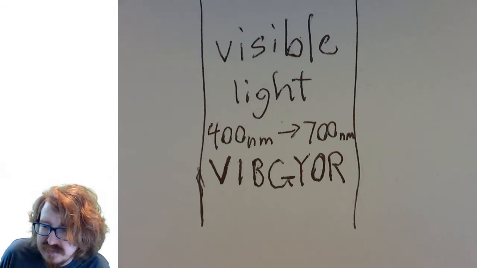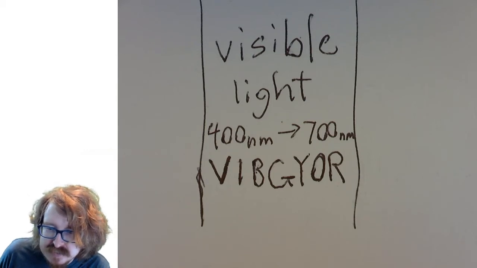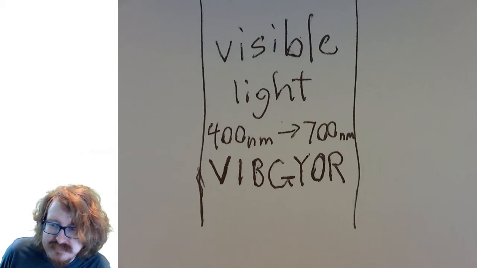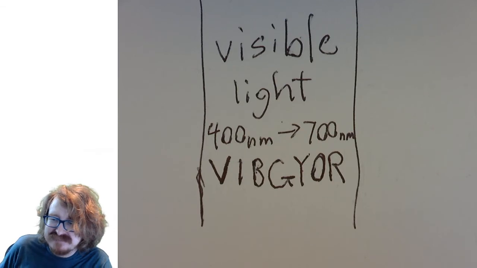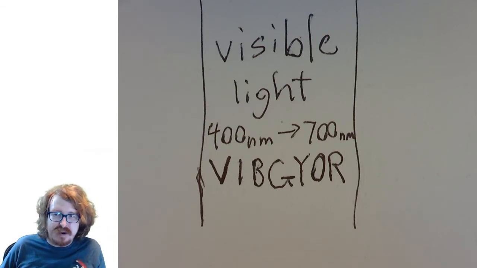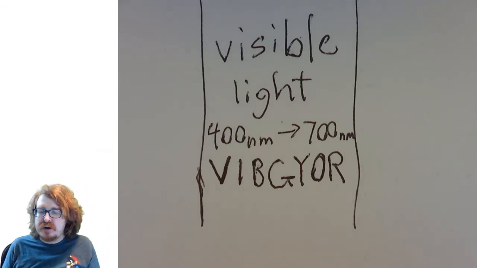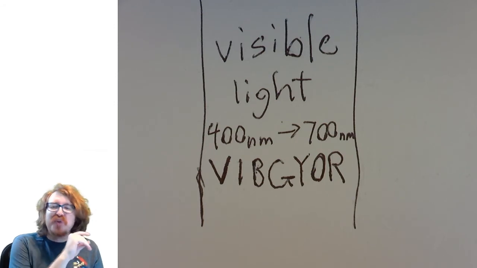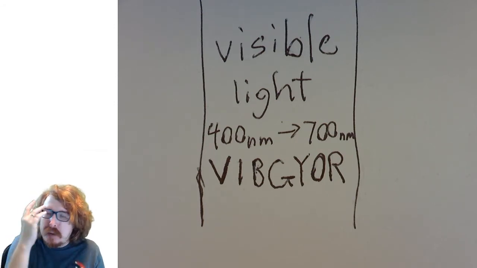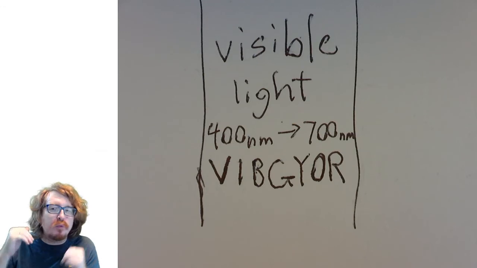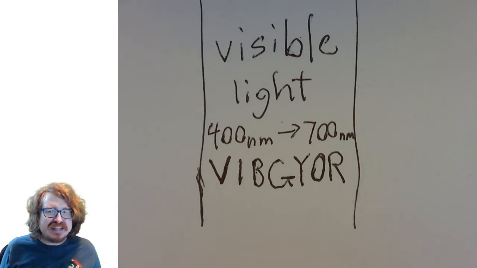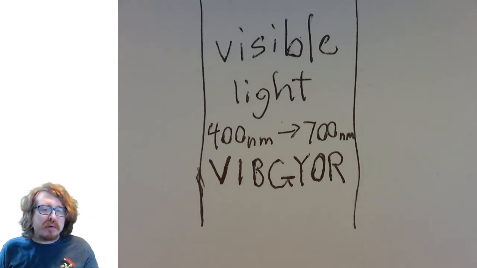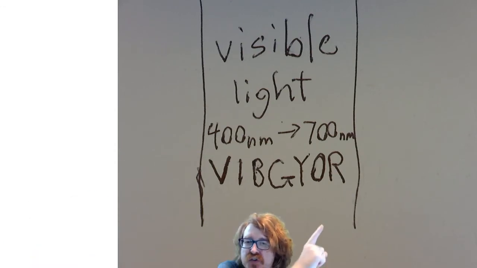Yeah. So, it's the rainbow, right? That's the rainbow right there. So it turns out that rainbows are not just random. There's a reason that rainbows always come out in this order.